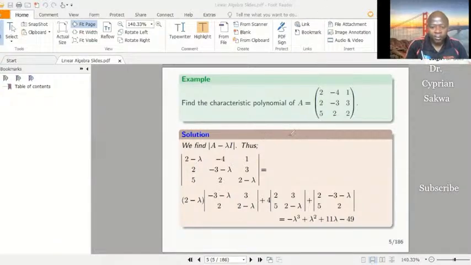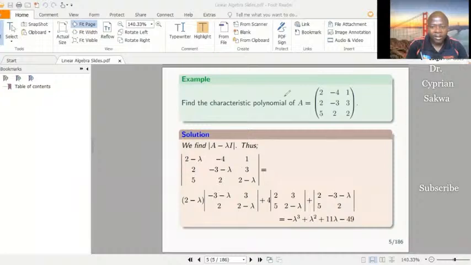Now, I used this A minus lambda I and found the determinant of that. So it's the same as subtracting lambda from the leading diagonal. So it will be 2 minus lambda. The rest in this row remain the same. So I only subtract along this diagonal. So this will be 2 minus lambda. This will be negative 3 minus lambda. And this will be 2 minus lambda. And the rest remain the same. So that's what you see here. And then I find the determinant of this matrix.